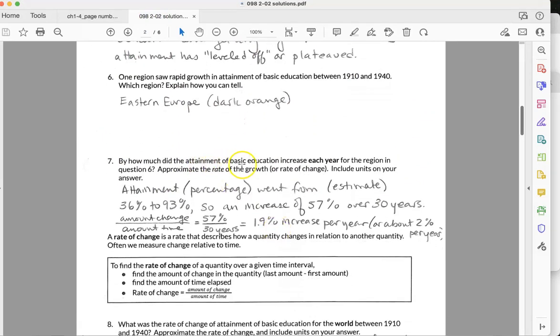How much did the attainment of basic education increase each year for the region in question? Well, if we estimate it going from 36 to 93%, we can find the amount of change, 53%, 57% more, and then we can divide by the amount of time, 30 years, and we get 1.9% increase per year, or about 2% increase per year. So that's our rate of change process again. And here I outline it one more time. Amount of change in the quantity, amount of time, and then simply divide.